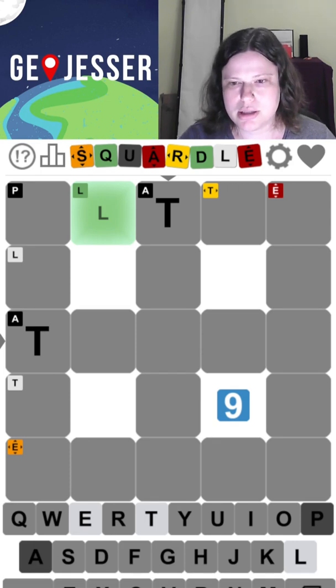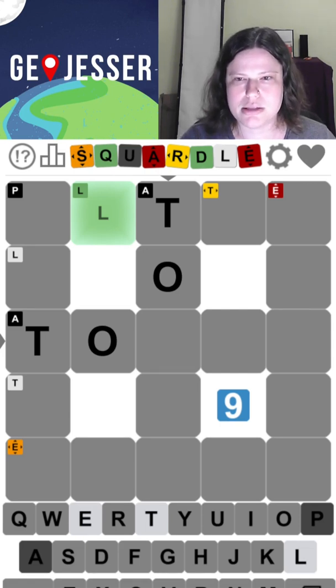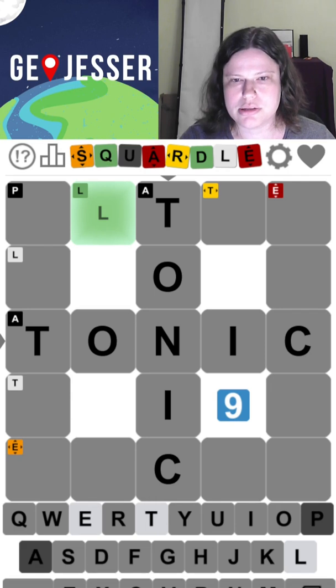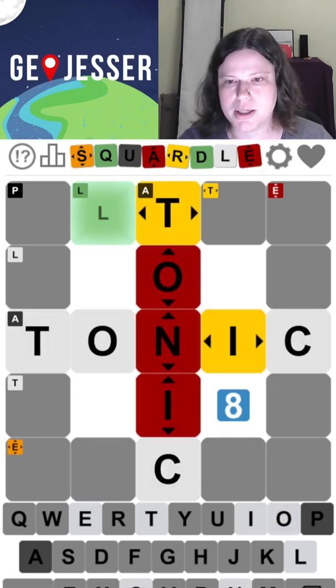All right, so let's try tonal. That'll let it, oh, I already know where the L goes. That's silly. I'm going to try tonic, actually. I like to try to gather as many letters as I can, and I have a lot of room, so tonic is good. Oh, wow, okay. So the T does not go here.